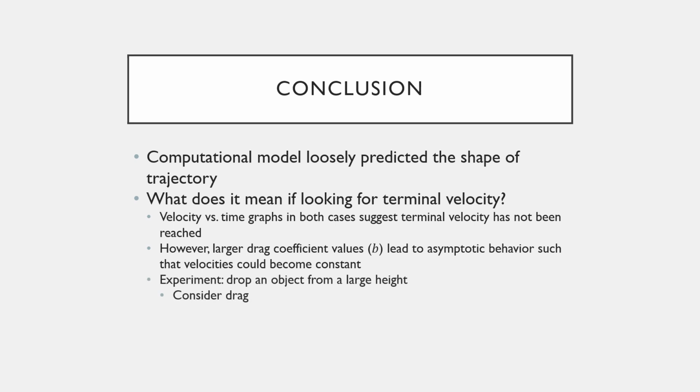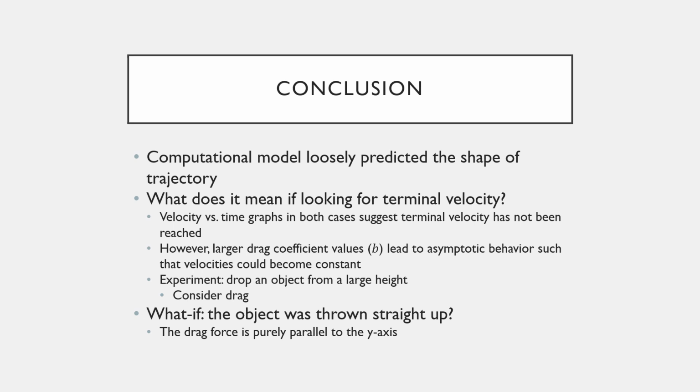An experiment where an object is dropped from a sufficiently large height and where drag is considered might be better for observing terminal velocity. If the paper ball was thrown straight up, instead of some angle away from the horizontal, the drag force would be purely parallel to the y-axis, meaning the full magnitude of the drag is in the y component, rather than being distributed in both the x and y components as before. As such, the greater net force in the negative y direction results in the ball being in the air for a shorter period of time and for a smaller maximum height.